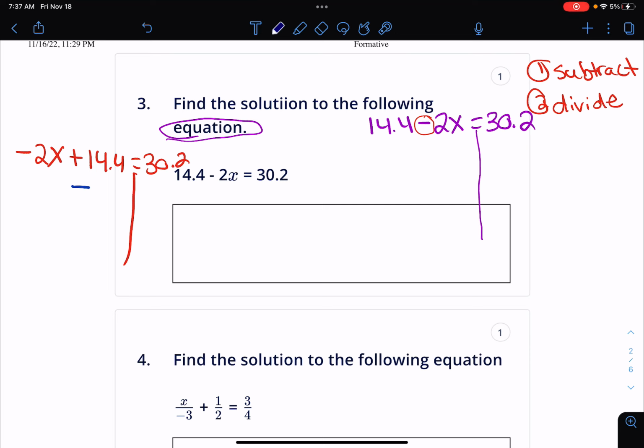I'm not going to finish solving it out. I think you should be able to finish solving it out. The same thing here: you would have subtracted 14.4, and you would have done the same thing on both sides. And you can finish solving it from there. All right.